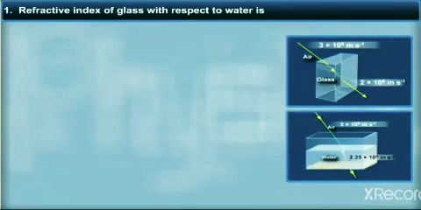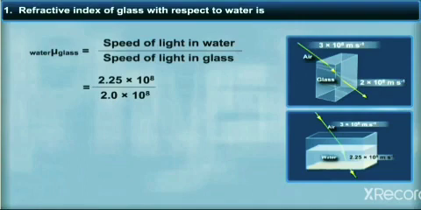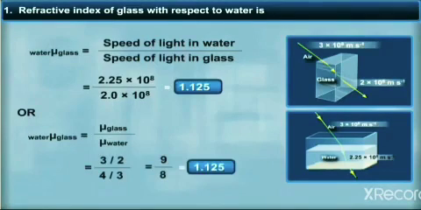Examples. 1. Refractive index of glass with respect to water is equal to the speed of light in water upon the speed of light in glass, which equals 2.25 into 10 raised to 8 upon 2.0 into 10 raised to 8, which equals 1.125. Or, refractive index of glass with respect to water is equal to refractive index of glass upon refractive index of water, which equals 3 by 2 upon 4 by 3, which further equals 9 upon 8, which equals 1.125.